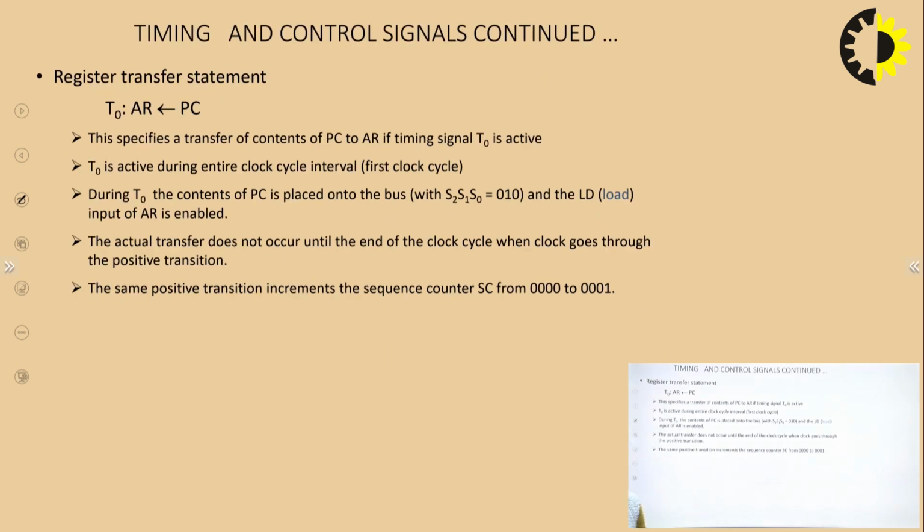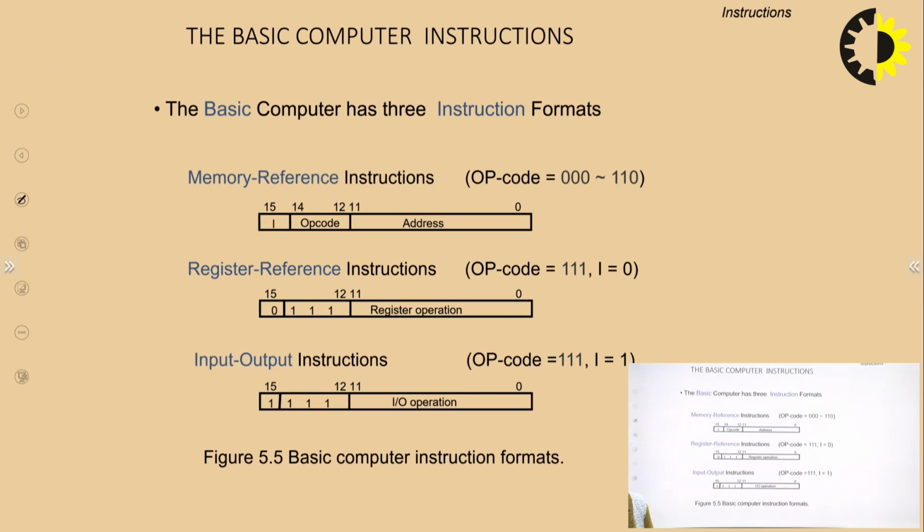The next part is the instruction cycle. Before starting the instruction cycle, we have to understand the types of instructions. That is the memory reference instruction, register reference and the input output instructions. So first is the memory reference instruction. Again the same format is followed, that is mode, opcode and address. Opcode is 3-bit, address is 12-bit and 1 bit is the mode.